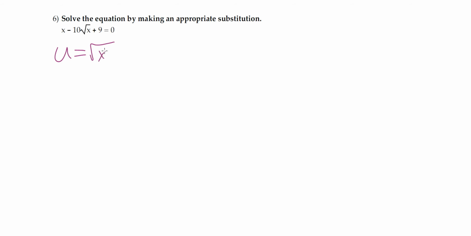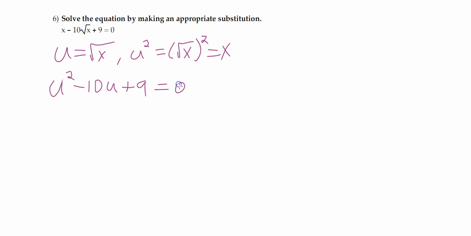To see if this works, we also work out u squared. That would be the square root of x squared, which is x. So you should see u squared, that variable, in the first term, which we have, and then the u variable in the second term. So when we use this u substitution, this is u squared minus 10u plus 9 equals 0. This is now a quadratic equation, signifying that this previous one was an equation quadratic in form.